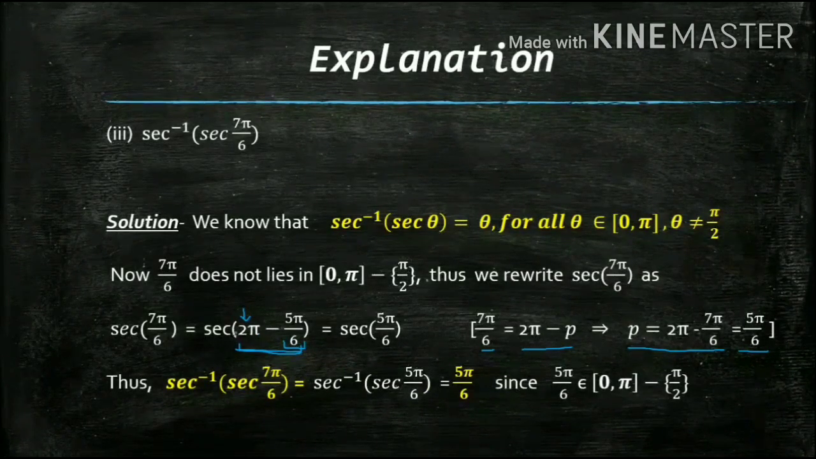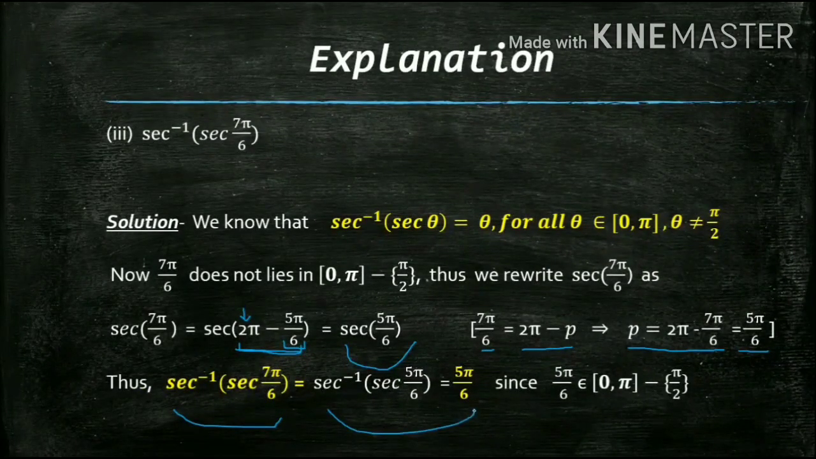Now if I just calculate 2 pi minus theta, it would be in the fourth quadrant, and sec is positive in the fourth quadrant, so it would just be sec 5 pi by 6. And now I can use the self-adjusting property and say the answer is 5 pi by 6, since 5 pi by 6 belongs to this interval or the domain.